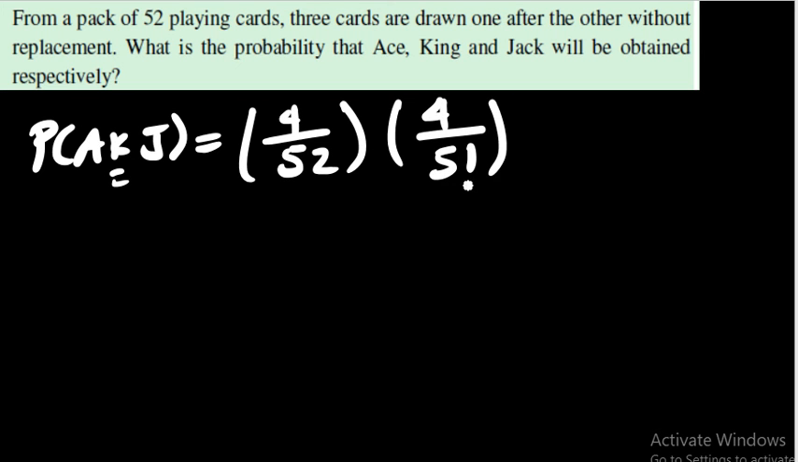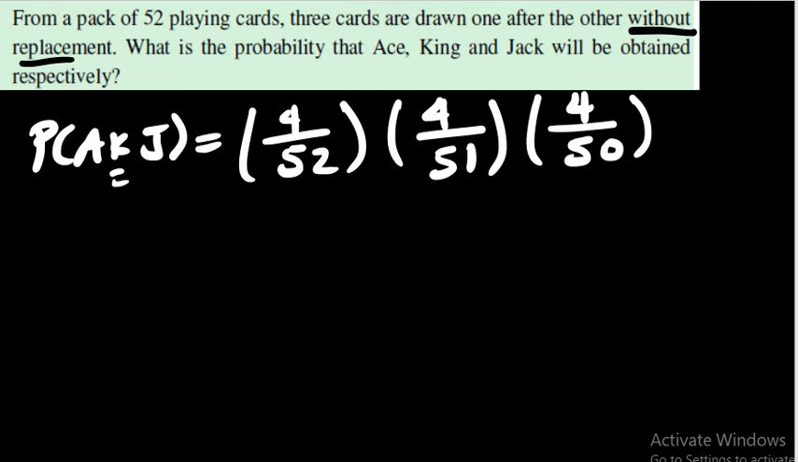The total number reduces. In the third choice, getting the Jack, still it is 4 chance out of 50. The total number of cards is reducing by 1 because it says without replacement. Try to observe the statement here. It says without replacement. The total number is decreasing.